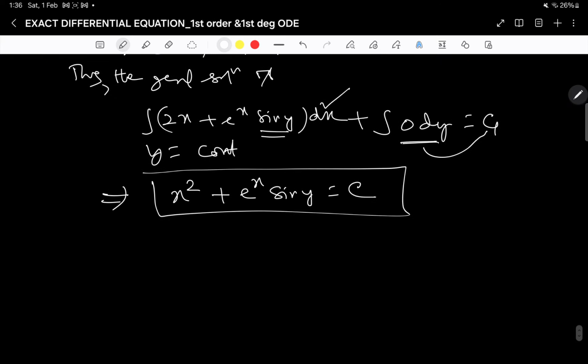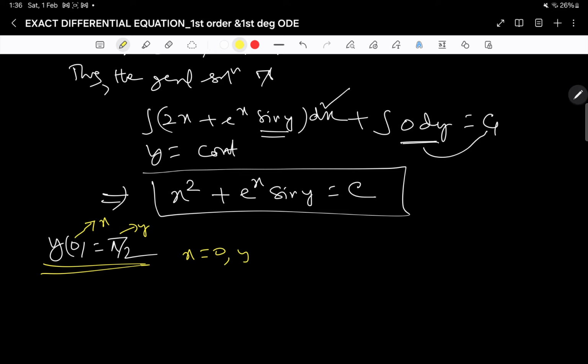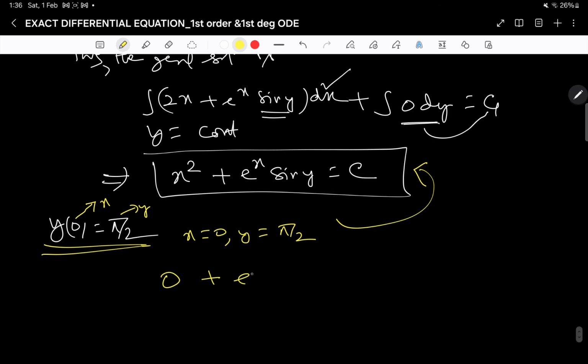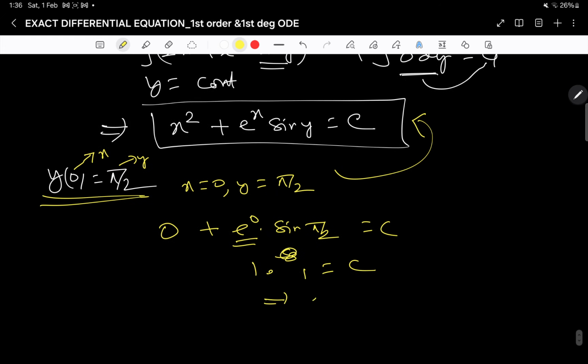Now my y(0) is equal to π/2. I substitute y(0) is equal to π/2. What does it mean? It means x is equal to 0, y is equal to π/2. I substitute over here. So this implies 0 + e^0 into sin(π/2) is equal to c. So e^0 is 1, and sin(π/2) is also 1. So 1 into 1 is equal to c, implies c is equal to 1.